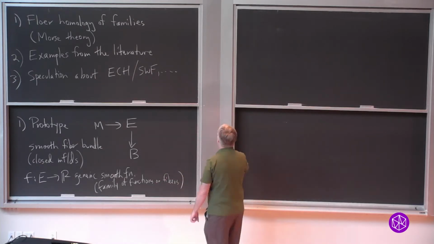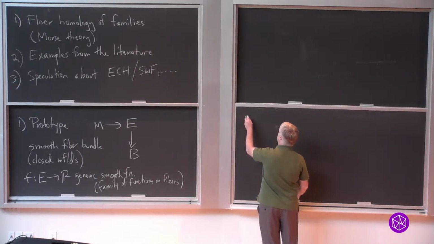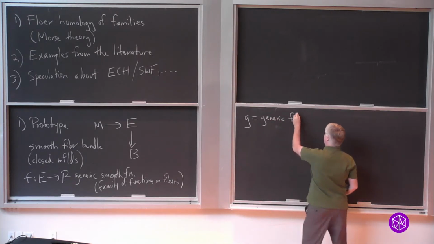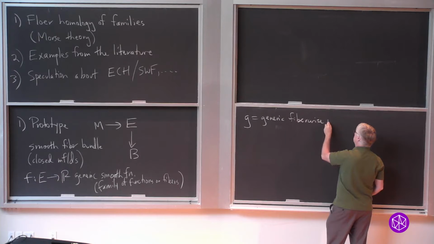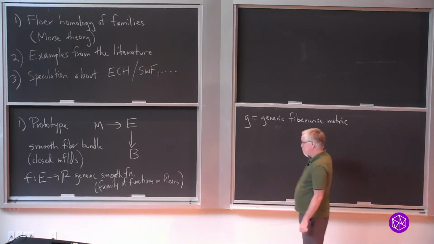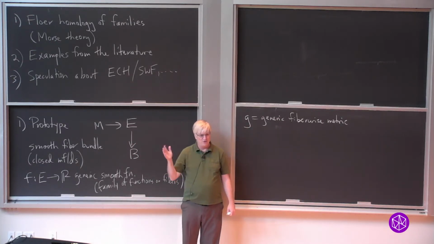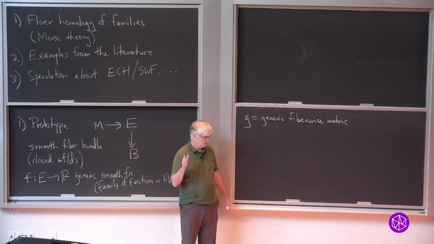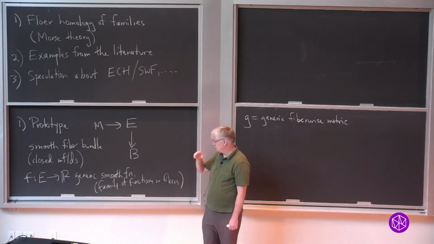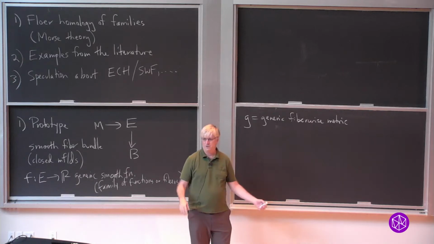And I also have G, a generic fiber-wise metric. So for a generic point in the base, the function on the fiber is a Morse function. So at every generic point in the base, we have a Morse complex on the fiber, whose homology is the homology of the fiber. And then the question is, what can you do with this whole family to get some invariant of the family of Morse functions?